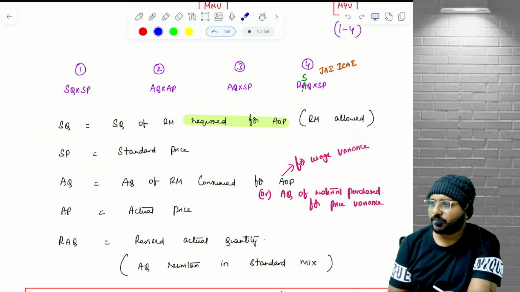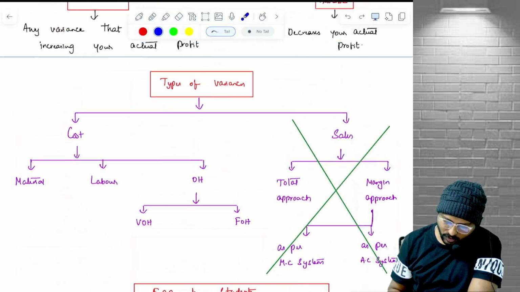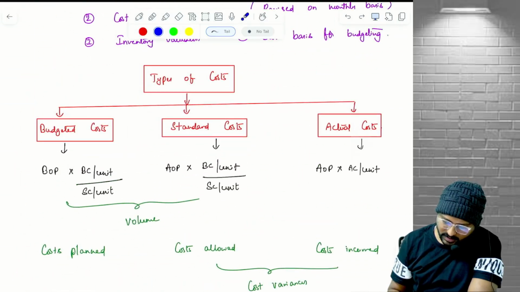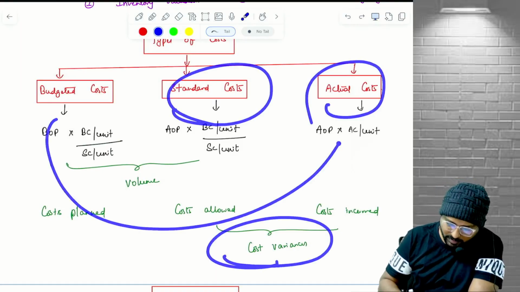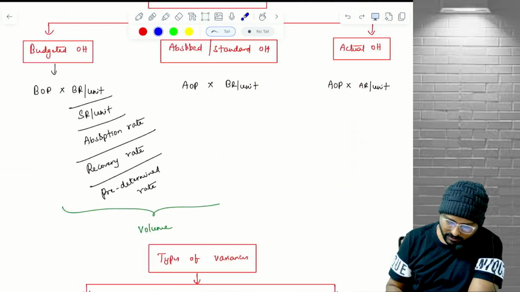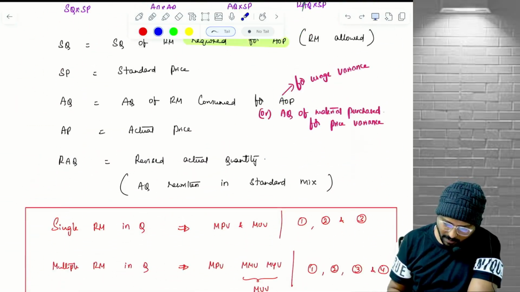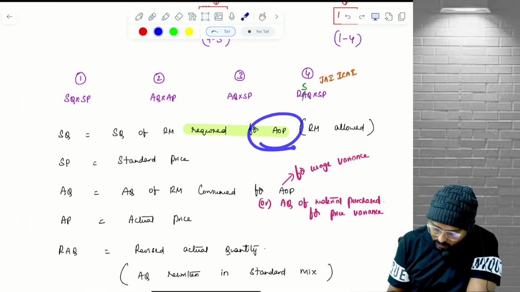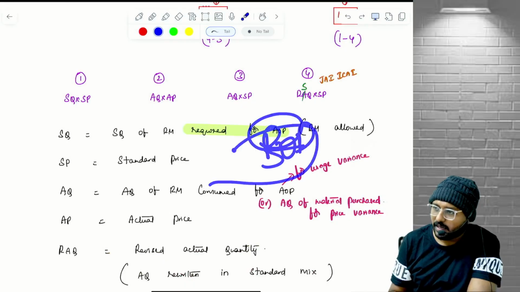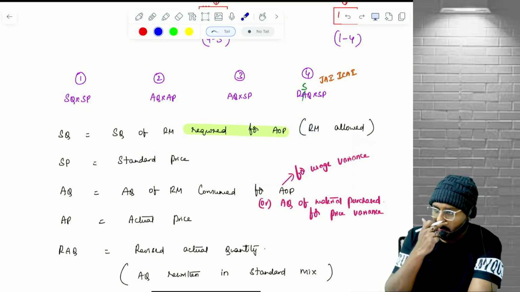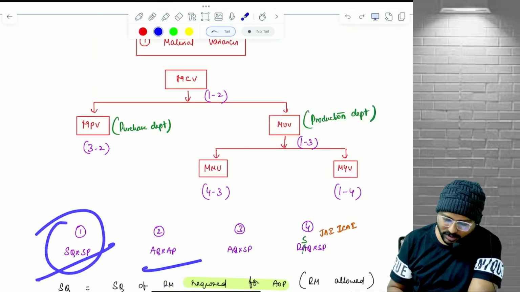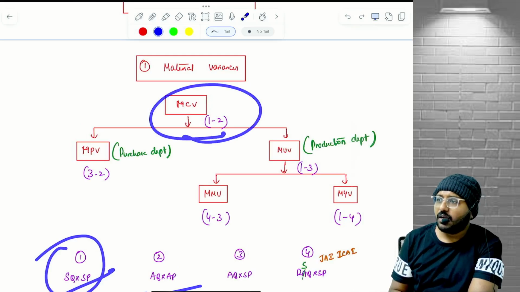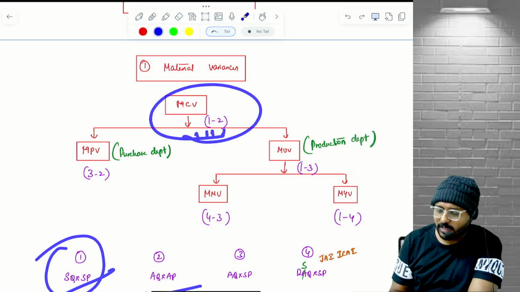Budgeted cost. That is why I told you that cost variance is the difference between what and what? Standard cost and actual cost. Not between budgeted cost and actual cost. So if this is not required for AOP and is required for BOP, then this will become budgeted cost. Are you able to understand? Then 1 minus 2, where 1 is budgeted cost and 2 is actual cost, is not variance. This is the difference between budgeted cost and actual cost, which is not the cost variance.